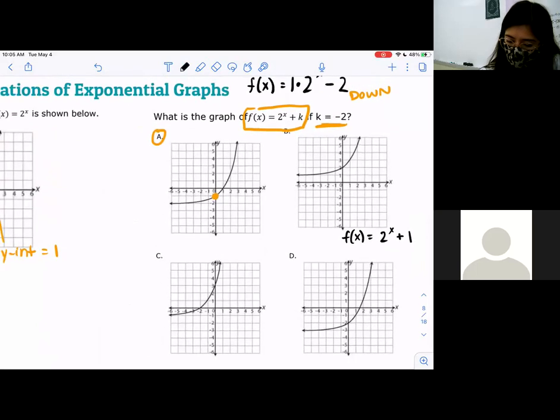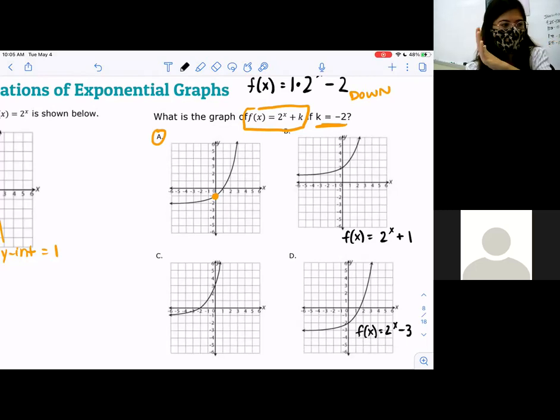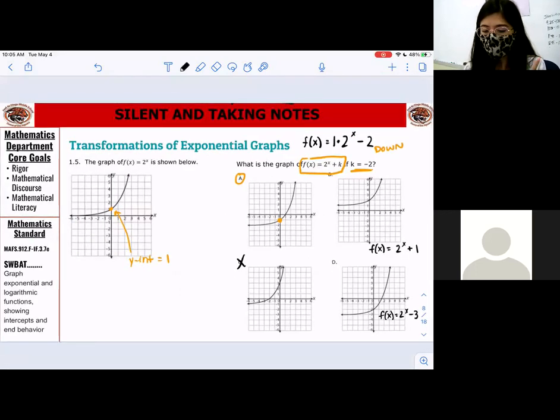Minus 3. So D would be f of x equals 2 to the power of x minus 3. Okay, now C is a little bit different because C moved not only up, but it also moved to the left. I don't know if you guys can see how C is off center. It's off to the left a little bit. So we're going to skip that one because that's not something that you need to know. So don't worry about that one. That's in the future. You'll see that again in algebra 2. But A, B, and D definitely might come up. So it's important to make sure you know how to do that.